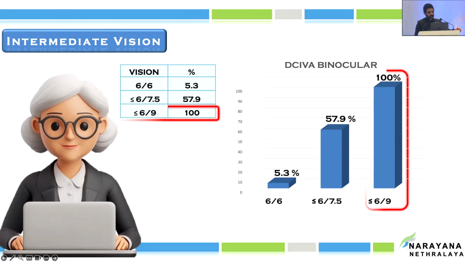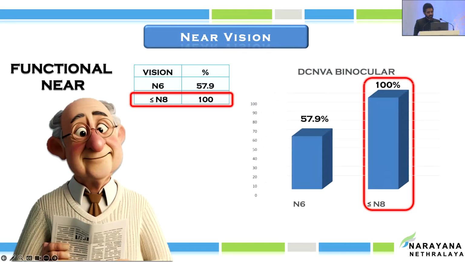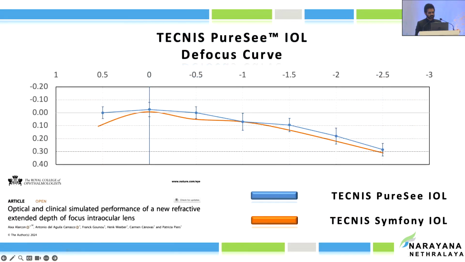Now, when we come to intermediate vision, 57.9% of the patients had 6/7.5 or better, and with 6/9, about 100% of the patients were performing really well at intermediate. When we come to near, 100% of the patients were N8 or better, and 57.9% were N6. So they did really well at different distances, and this is how the defocus curve is. It's very similar to Symphony, but near vision is a little bit better than Symphony, and none of those side effects which Symphony had.